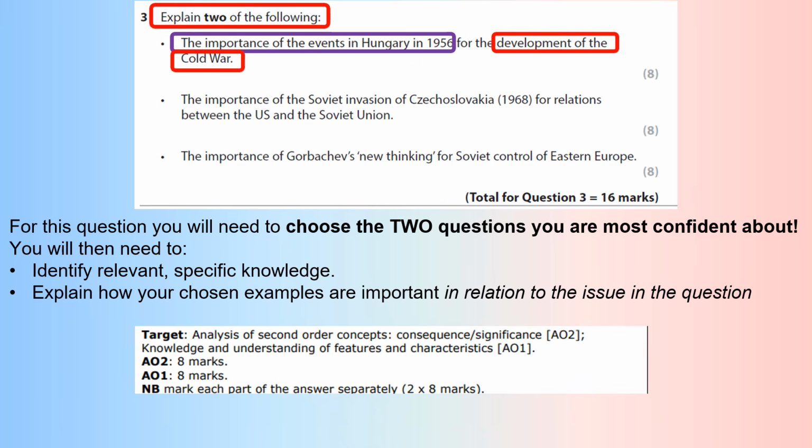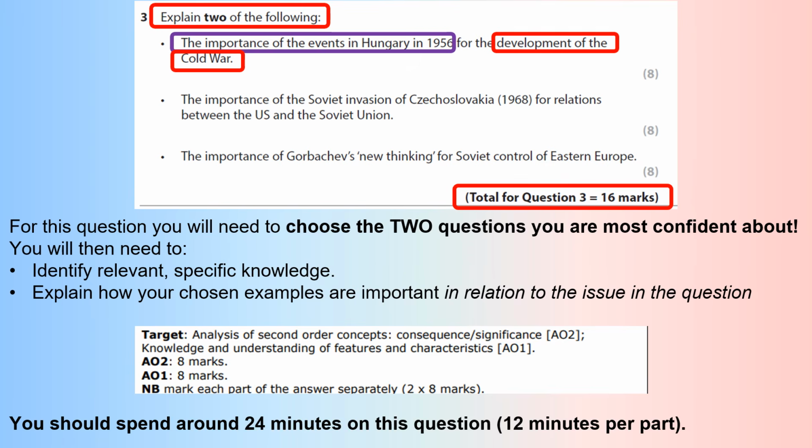The mark scheme here says that there are 8 marks for Area 2, which is the analysis of second order concepts like consequence and significance, and there are 8 marks for Area 1, that's your knowledge and understanding of features and characteristics. But remember that this question is worth 16 in total, but it's split into 2. So you can consider 4 marks for Area 1 and 4 marks for Area 2 in each part of the question that you're answering. So remember, the total is 16, but you'll be answering 2 questions. You should aim to spend about 24 minutes on this question, so 12 minutes per part.